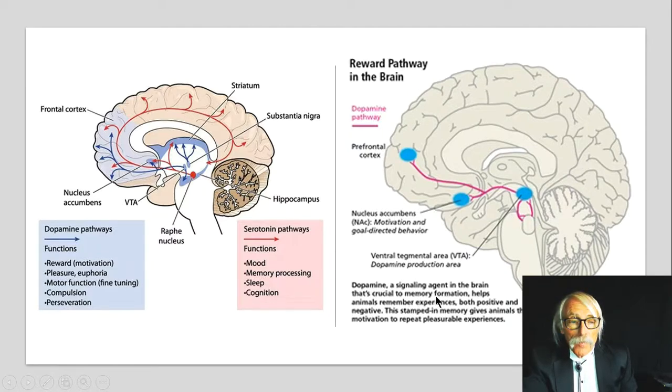It's crucial to memory formation. It helps animals remember experiences, and humans as well, with an increase in remembering experiences because of dopaminergic pathways. You get both positive and negative effects depending on how that memory is occurring. That's an operant conditioning effect. The stamped-in memory gives the animals the motivation to repeat pleasurable experiences, and we're animals, and that indeed is where this is coming from in the limbic system. All of this can be pirated by the analgesia and ultimately by the drug, the opioid.